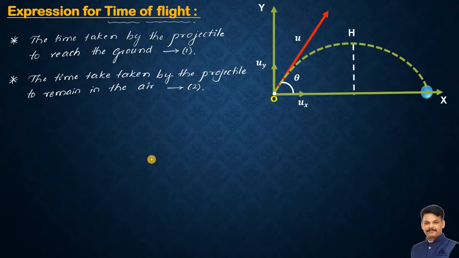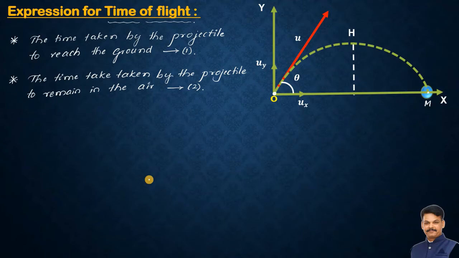Okay, dear students. So here, if O is the starting point of the projectile, and after some time it reaches the point M on the ground, then the total time it takes to reach the point M is the time of flight. Now how to derive the expression for this time of flight? That is very important.